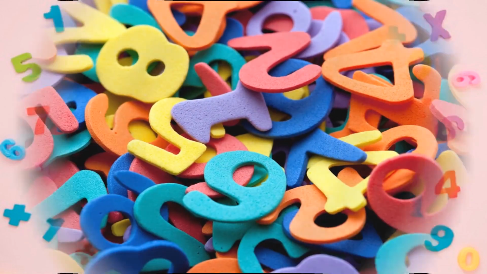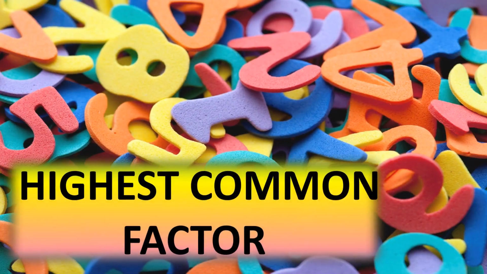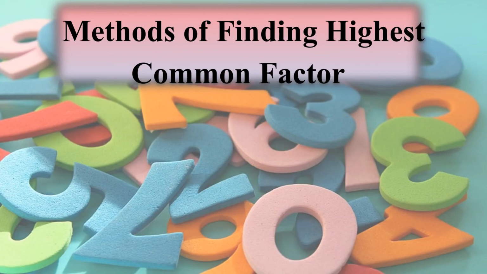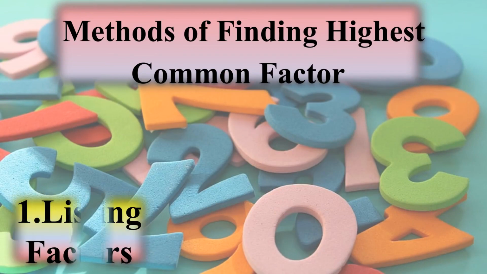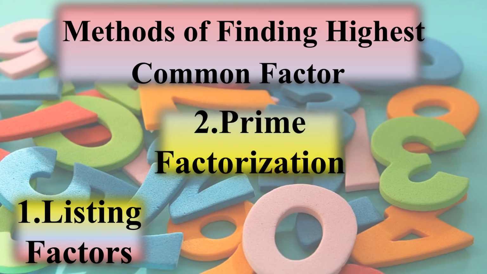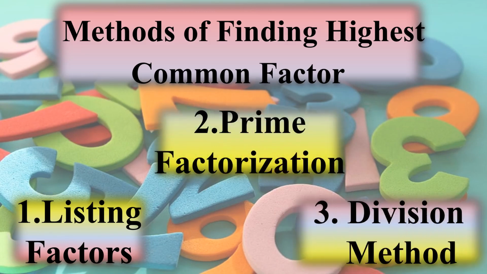Today, I'm going to tell you 3 different ways through which you can find HCF, which stands for Highest Common Factor. It is also known as GCF, which stands for Greatest Common Factor. So, let's begin. There are 3 different methods to find highest common factor. First, listing factors. Second, prime factorization. And third, division method.